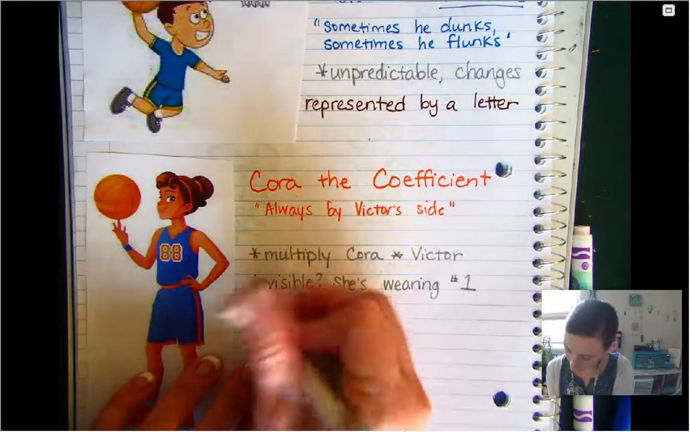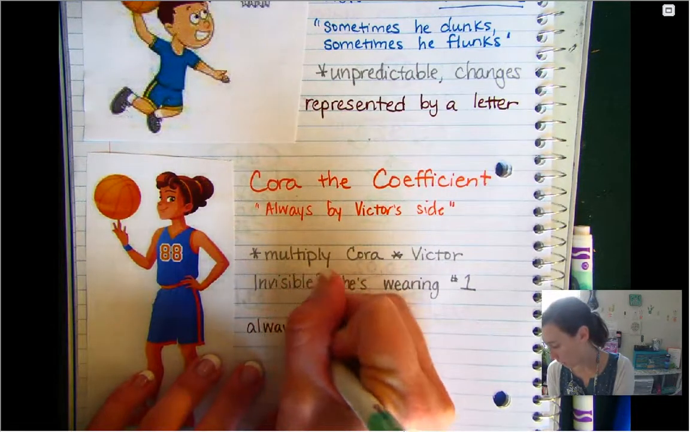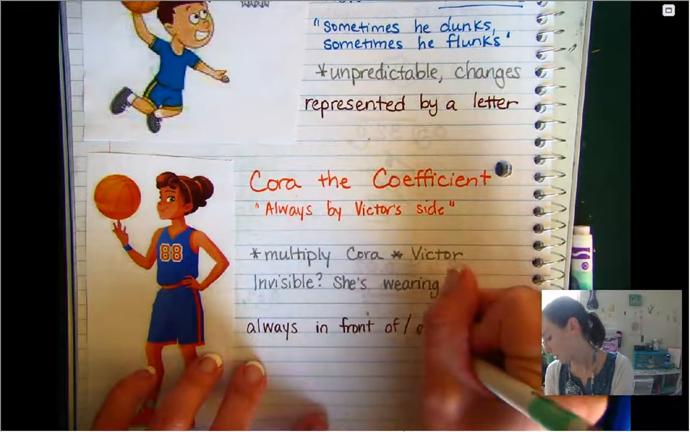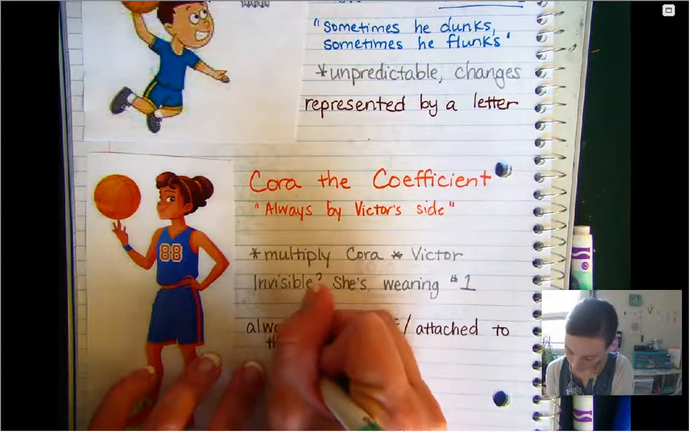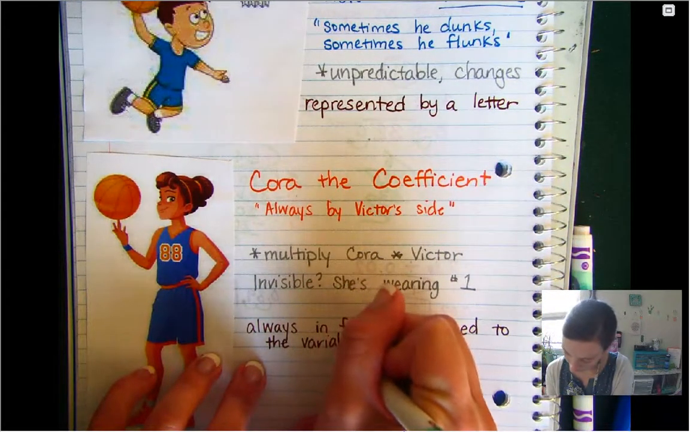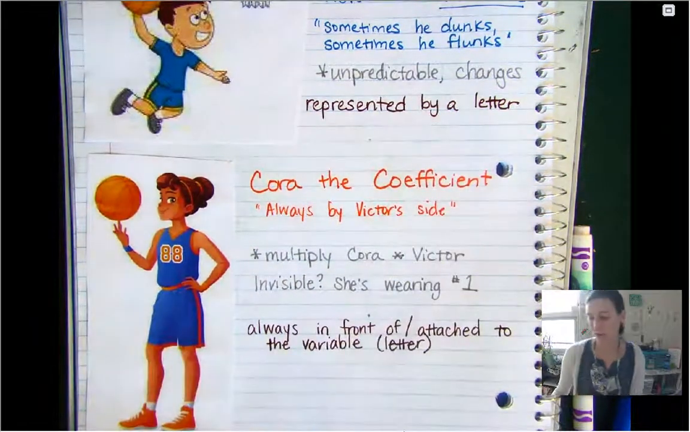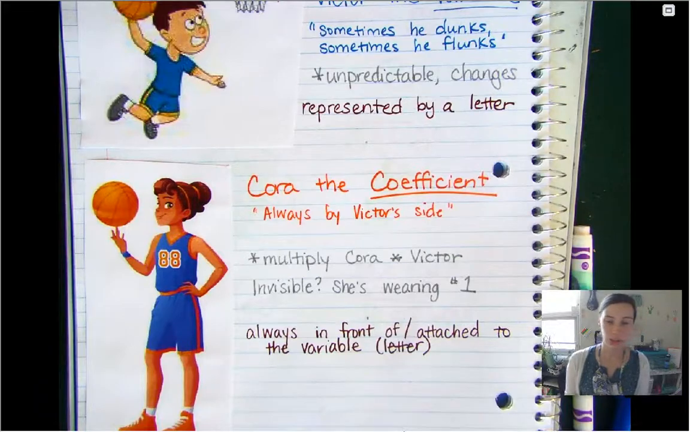So I'm going to say in my brown, always in front of, attached to the variable, the letter. Okay, so we've got Victor the variable, Cora the coefficient, which is the number that's attached to the variable, and then last one here, we have Kelvin the constant.